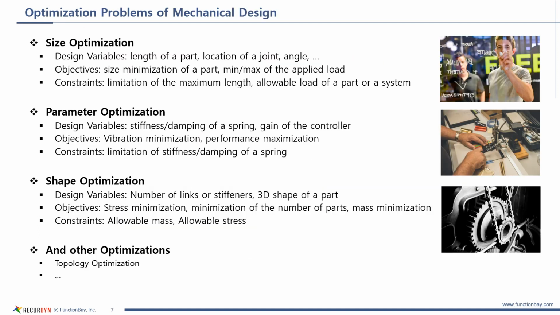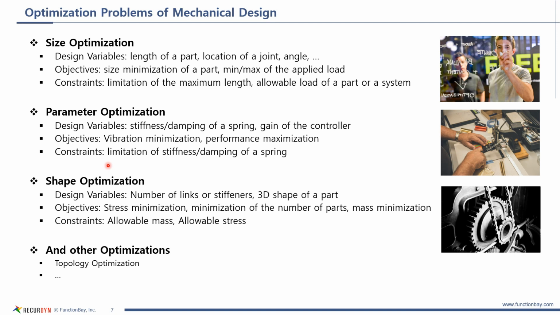Now, let's look at optimization problems for mechanical design. For size optimization, length, position, and angle are typically used as design variables. Minimization of the size or load or performance maximization can be used as objective functions. There are several kinds of limitations or allowable loads that can be used as constraints.